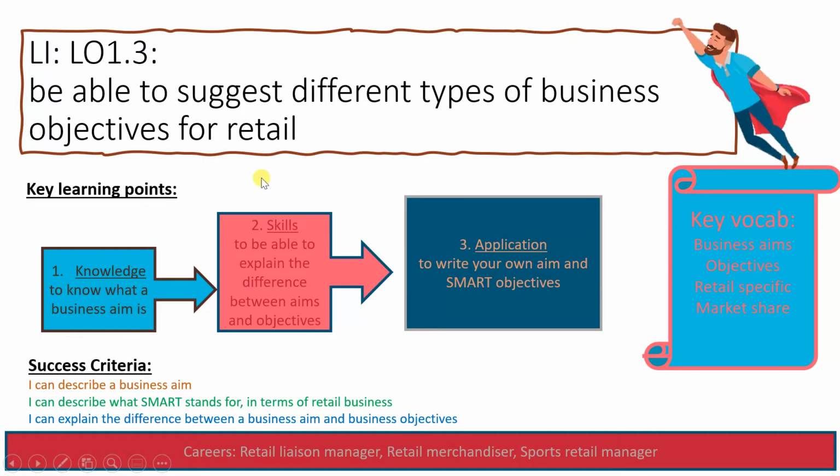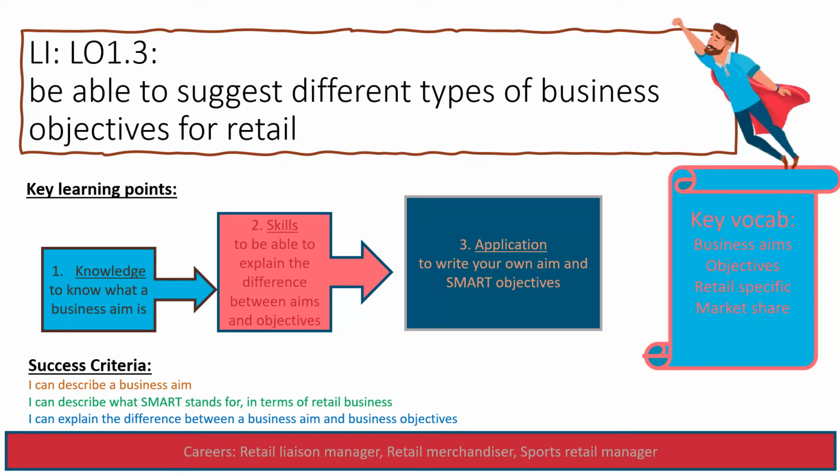Well, let's start the ball rolling. First of all, we're going to make sure you understand a business aim and the difference between a business aim and an objective. One is the overall goal, the aim, and the other is the steps in order to get there, the objectives. And you're going to have a go at applying these skills by writing your own aim and SMART objectives. The SMART, as you can see, is written as uppercase because it stands for something, which we'll cover later.